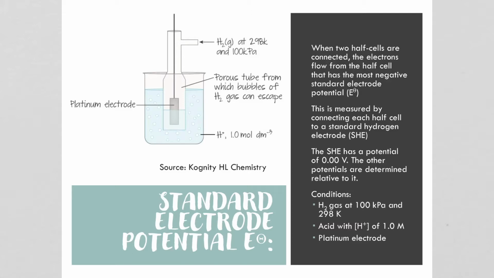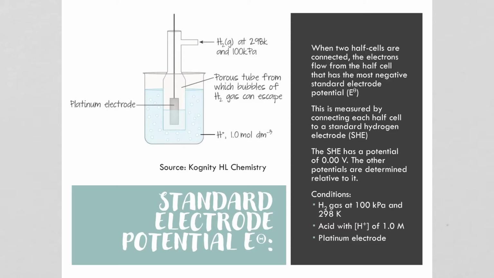So there have to be certain conditions to have a standard hydrogen electrode. You have to have hydrogen gas at 100 kilopascals and 298 Kelvin. You need an acid that has a concentration of hydrogen ions of 1.0 moles per liter. And you have a platinum electrode. Remember, platinum is not a reactive metal, so it's not going to be involved in the reaction.